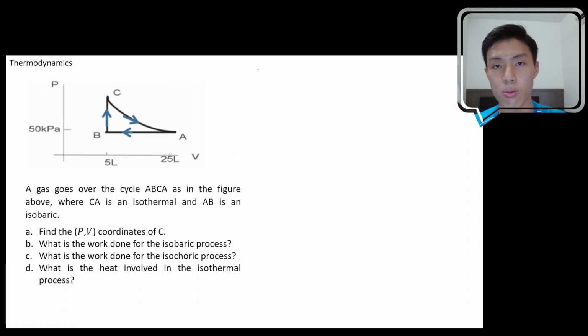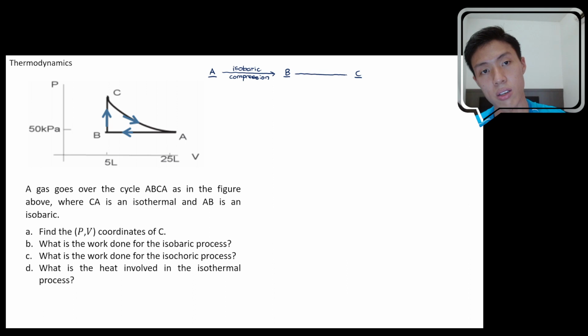So we know that you go from situation A, you go to situation B, then from situation B, you go to situation C, then you come back to A. So from A to B, you can see that the volume is decreasing, so it's a compression. At the same time, you know that the pressure is kept constant, so this is an isobaric compression. Then after that, you go from B to C. Volume is kept constant, so this one is isovolumetric.